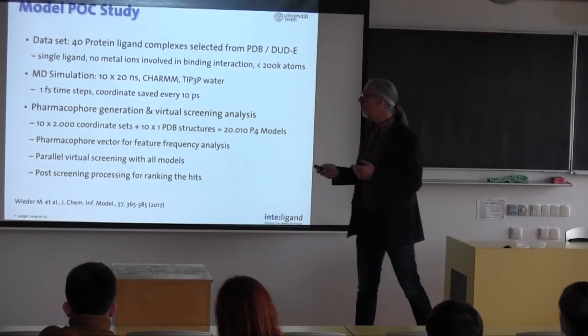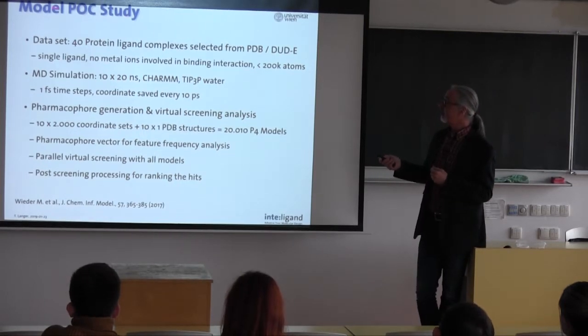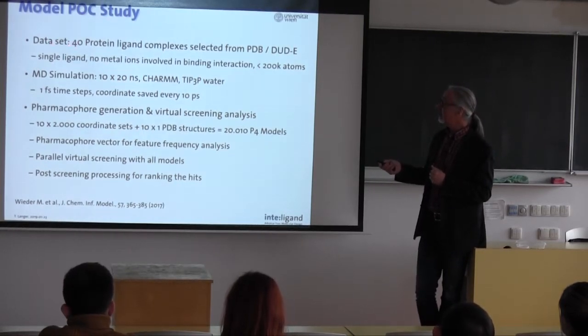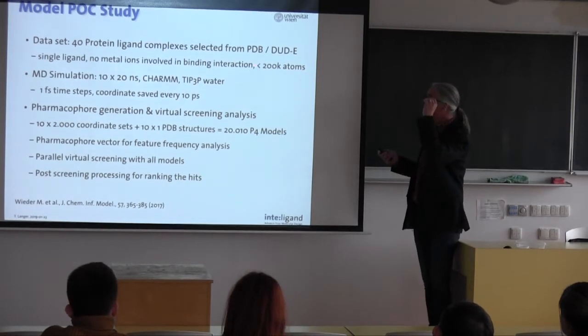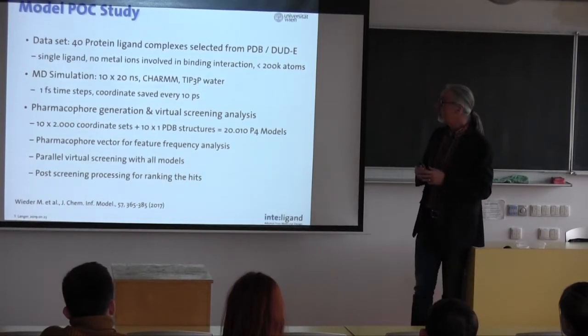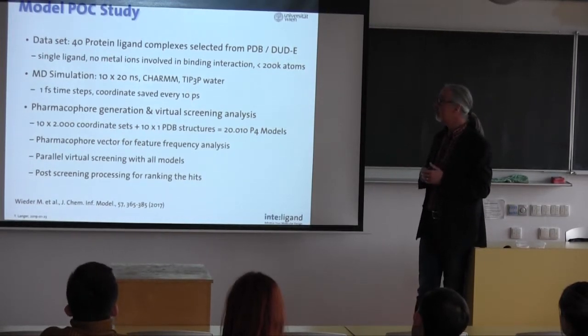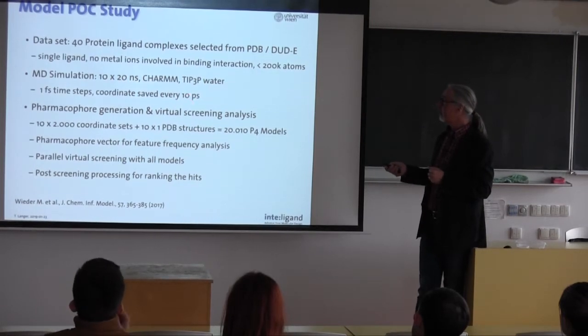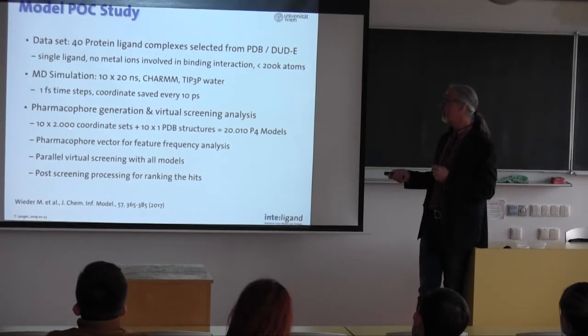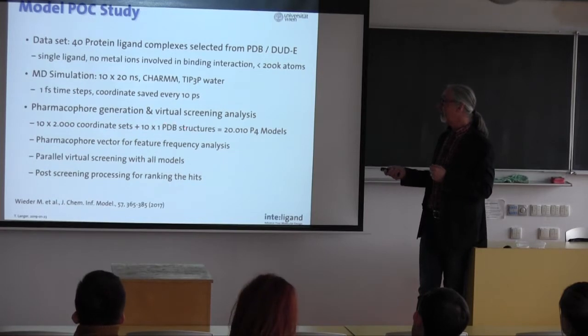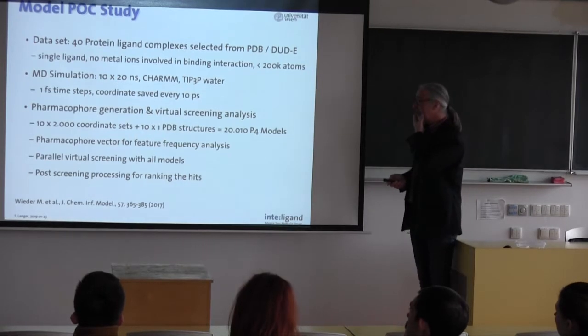So this was done. And we did a first proof of concept study with a data set of 40 protein ligand complexes selected from the PDB DUDE set. So where we restricted us to single ligands, no metal ions, and less than 200,000 atoms. We did large MD simulations, 10 times 20 nanoseconds with CHARMM, and saved coordinates every 10 picoseconds. And then we generated for each of these frames a pharmacophore model. So we had like 10 times 2,000 coordinate sets, 10 times the PDB structure. So for each of these 40 proteins, we had something like 20,000 pharmacophore models.